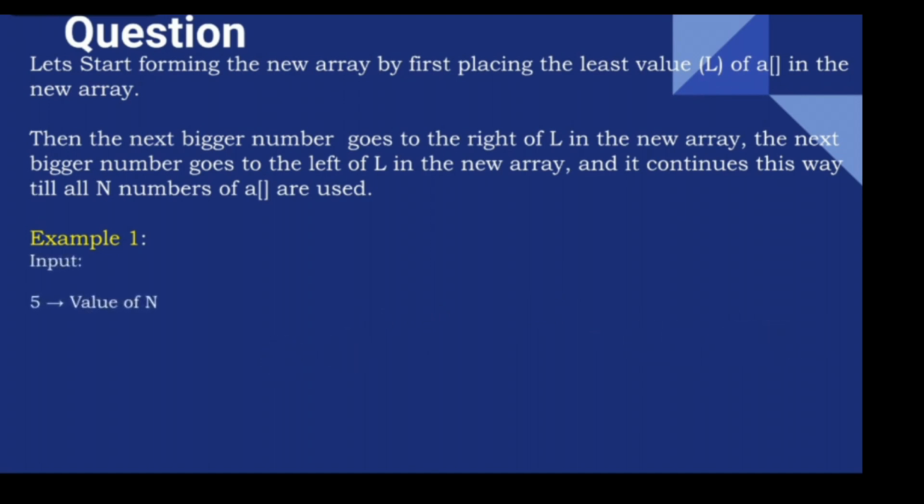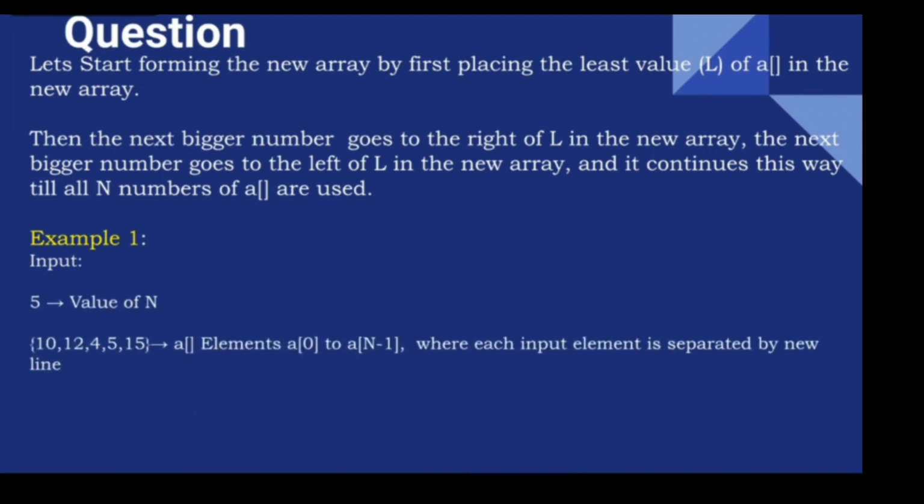The input given is for array size n equal to 5, and the values are 10, 12, 4, 5 and 15. The elements have the indices 0 to n minus 1, where each input element is separated by a new line. So this is how the input is, and the output will be 15, 10, 4, 5, 12. Let us see how you can reach this output.